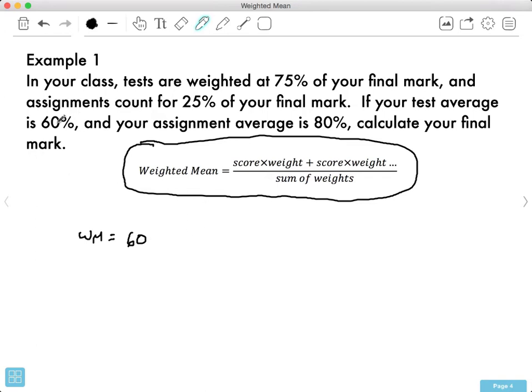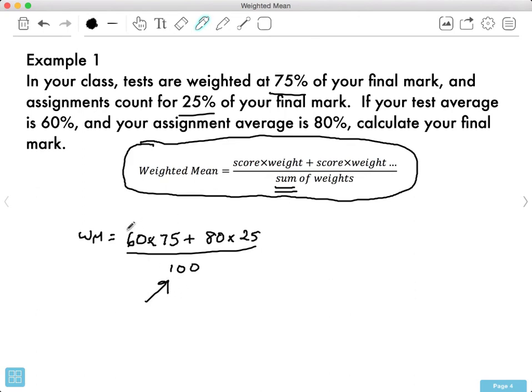Your teacher probably told you about converting percents to decimals. You actually don't have to do that in the weighted mean formula. It's a nice little bonus. So it's just 60 times the weight of my tests. My test is 60%, so the weighting for tests is 75%. So I go 60 times 75 plus 80, my mark on my assignments, times the weight for the assignments, which is 25, and then I divide that whole thing by 100. And where I'm getting 100 from, that's the sum of the weights, which means add up the weights. 75 plus 25 is 100.